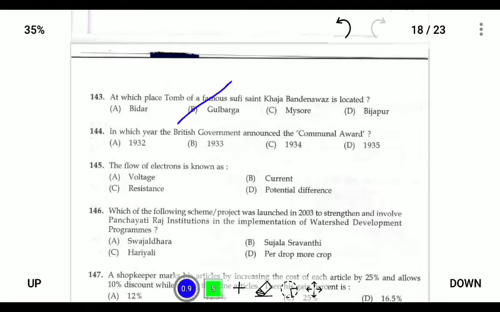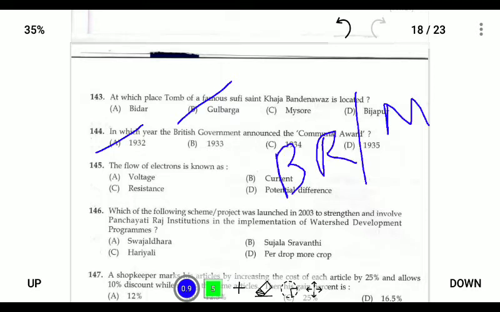Next, in which year did the British government announce the Communal Award? So the Communal Award was announced by the British government under Prime Minister Ramsay MacDonald to provide reservation for people on communal lines, and this was outwardly rejected by Mahatma Gandhi, and it was announced in 1932, and as a result of it, the Poona Pact was also signed between B.R. Ambedkar and Mahatma Gandhi. So remember this.